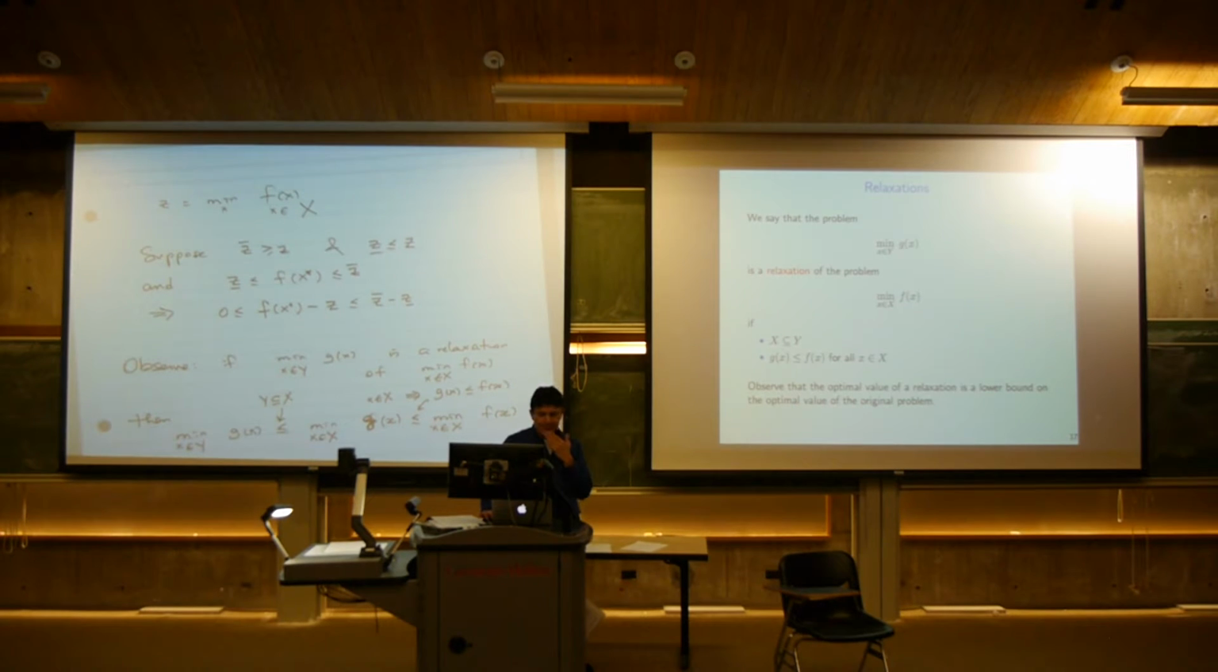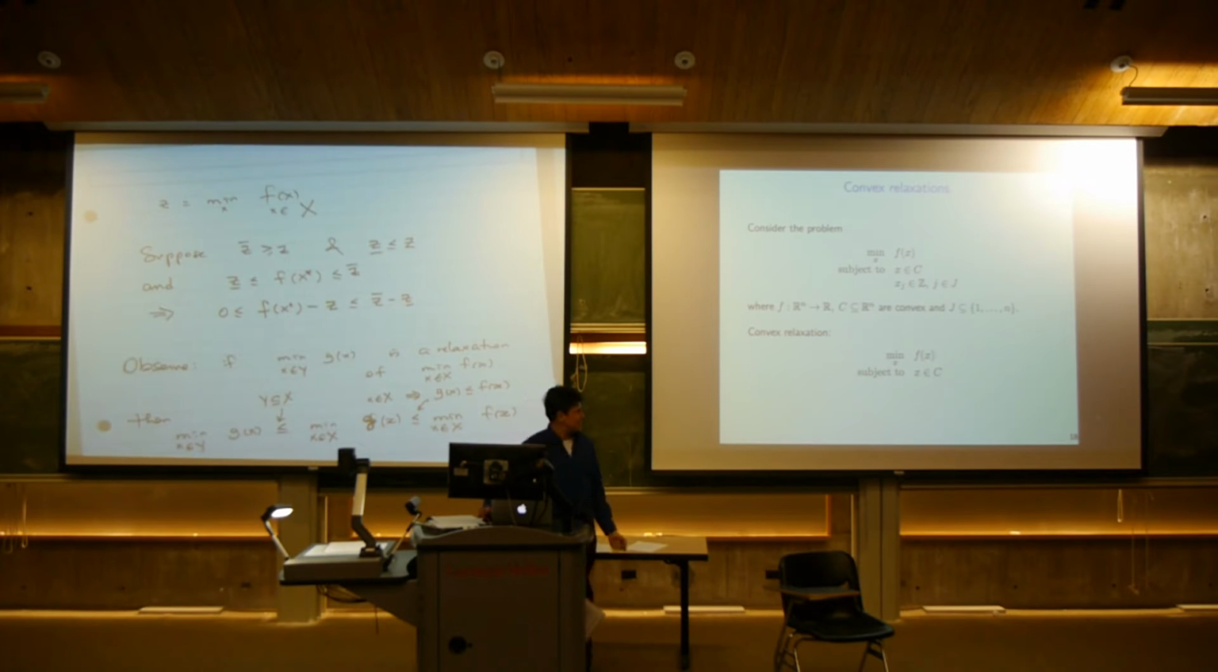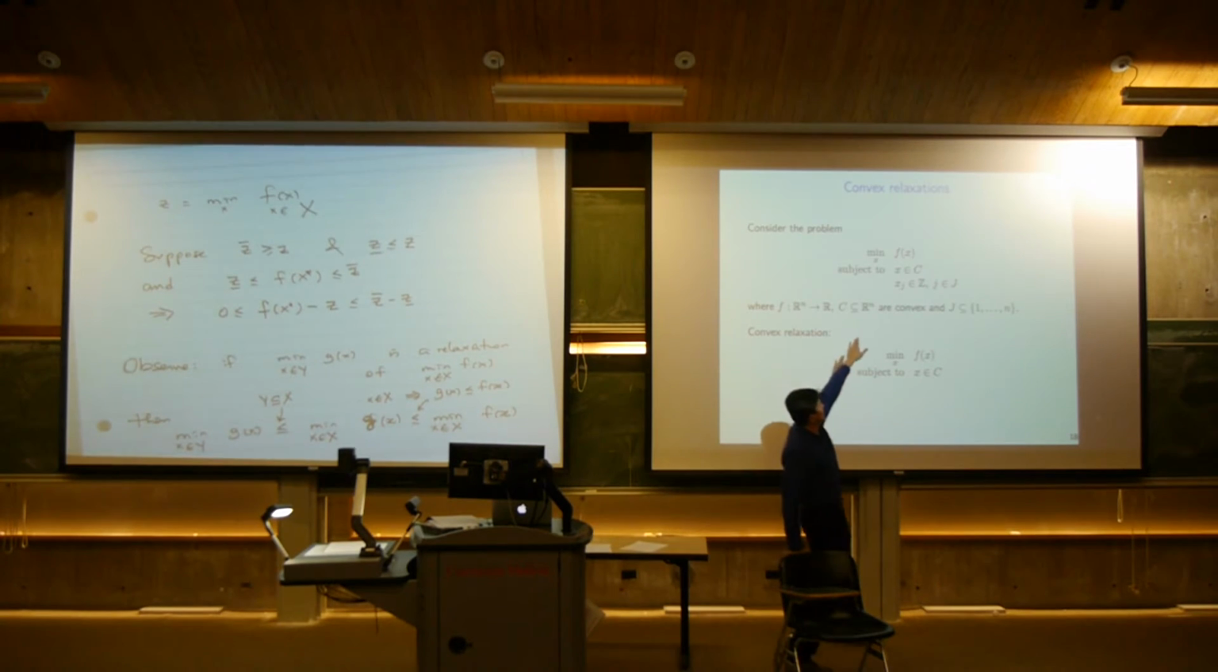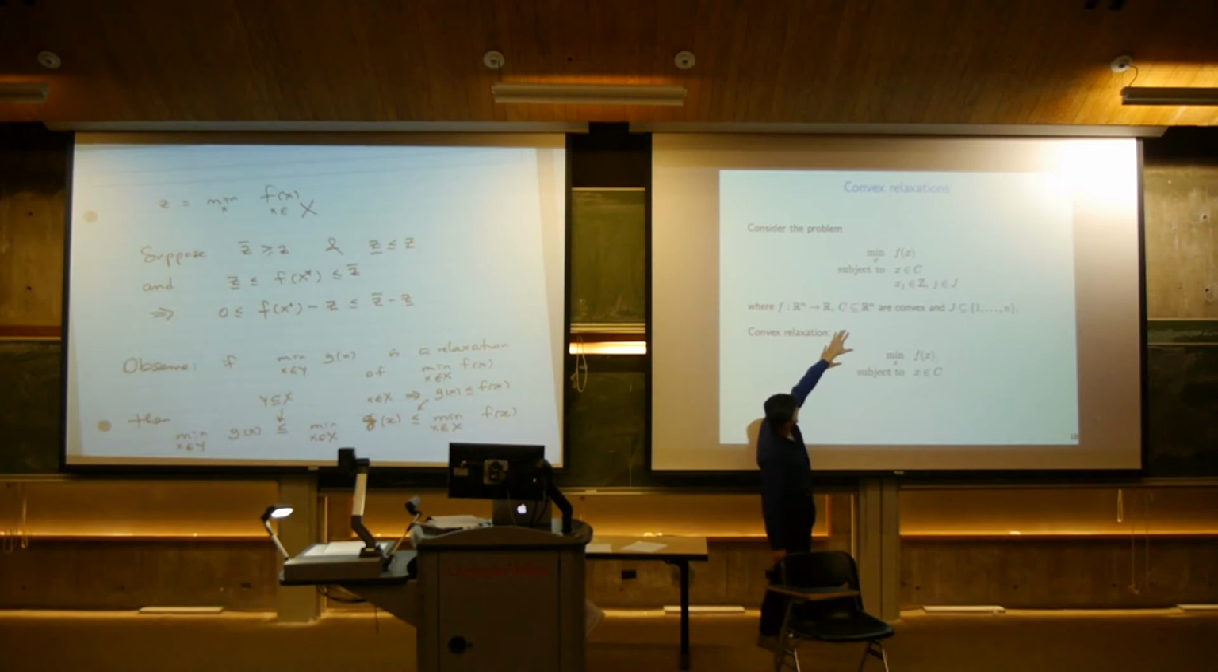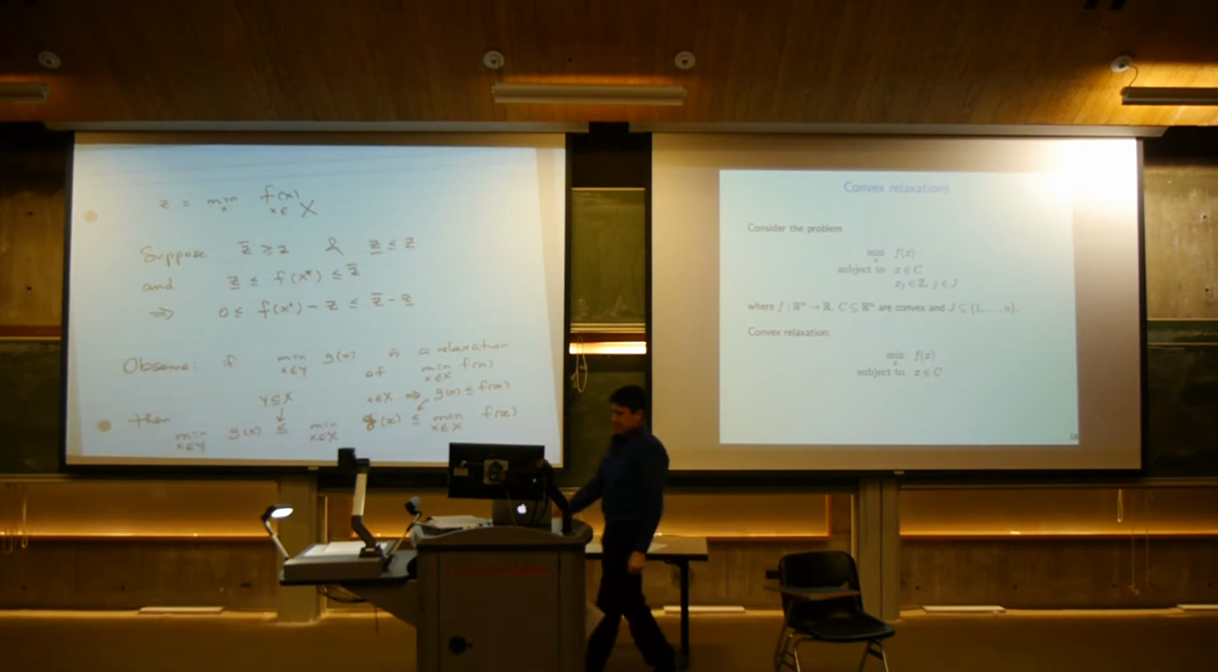Now, the most common relaxation, maybe the most straightforward, is the convex relaxation. So we just lose the integrality constraints. So if that is my formulation, and F and C are convex, then this is my relaxation.